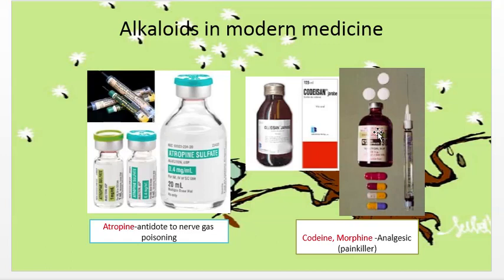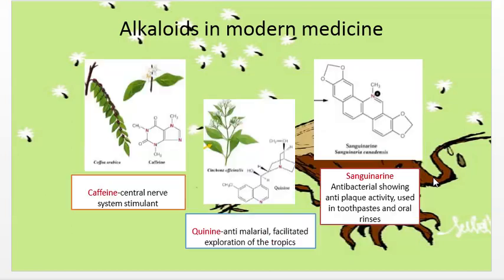And alkaloids in modern medicine: atropine is an antidote to nerve gas poisoning; codeine and morphine are analgesics, painkillers. For example, morphine and codeine we can use when we have very strong pain. The analgesics. Then caffeine, a central nervous system stimulant.